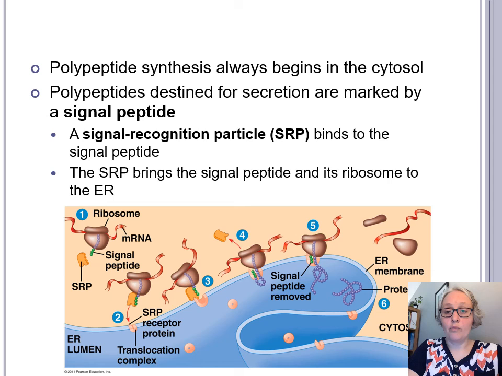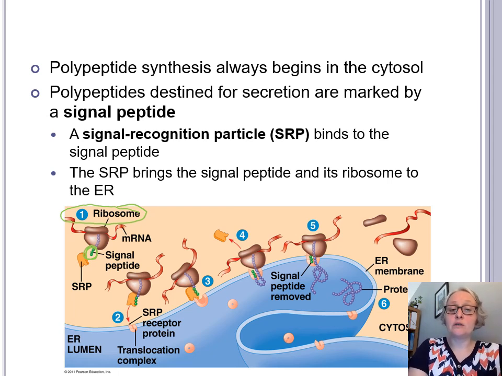Polypeptide synthesis always begins in the cytosol. So when I start making a protein, when I start doing translation, I always start on a free-floating ribosome. If this polypeptide, this protein, is a molecule that needs to be embedded in a membrane or needs to be secreted, it's going to be marked at the very beginning by a sequence of amino acids called a signal peptide. It's that little green dot.